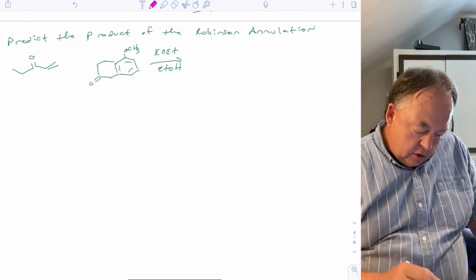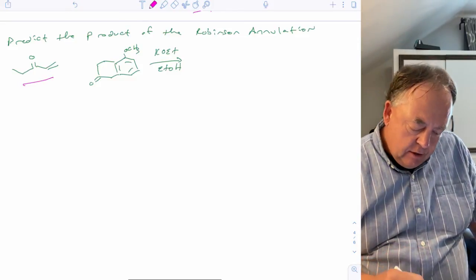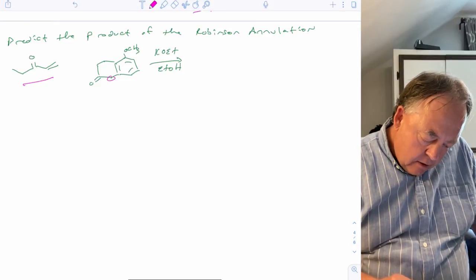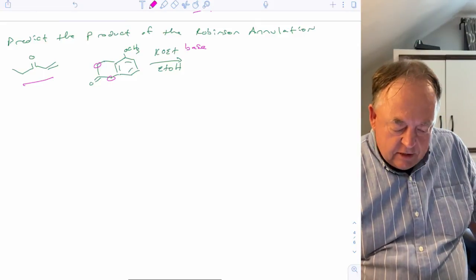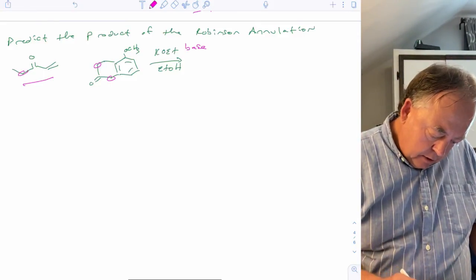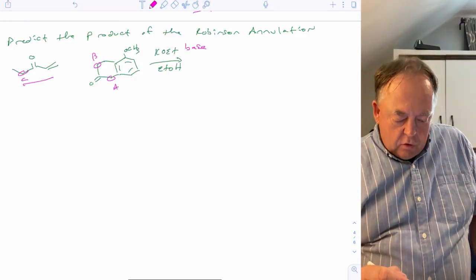Okay, so we have an alpha beta unsaturated ketone, so that's going to do the Michael addition. So how many places can you make an enolate? We can make one there. So we have a base. Aldehydes and ketones and esters, we're going to make an enolate, or you can make one there. So we'll call this A, B, and C. So which is the most acidic?